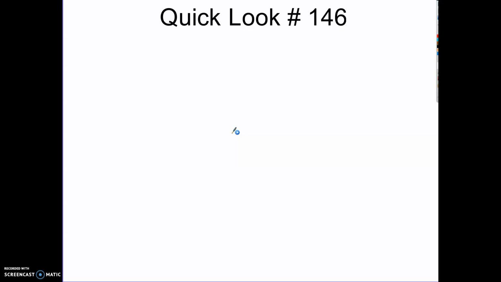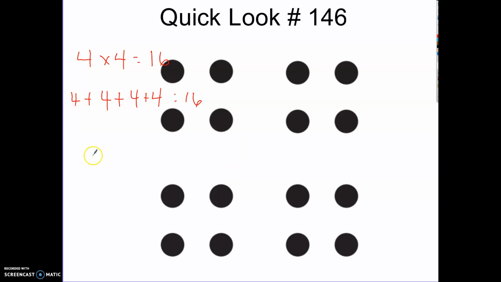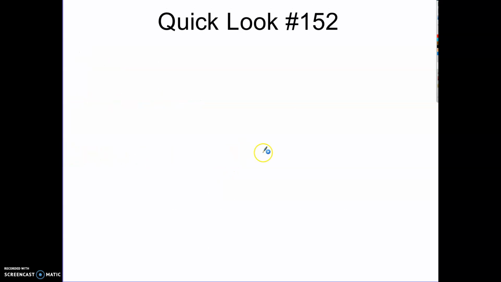What did you see? And how did you see it? And what number model might work? I saw 4 groups of 4. And I know that that is 16. I saw 4 groups, and there were 4 in each group. So 4 plus 4 plus 4 plus 4, 16. Yep, that's what I saw. Last one. Ready? Here we go.